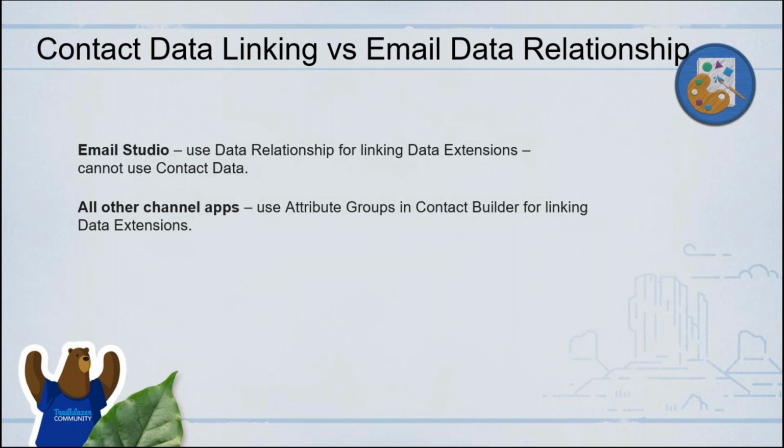But there is a feature called data relationship in Email Studio. You can go and link these same data extensions there, and then you can use it for filters or queries. If you link the data extensions in Email Studio, that linkage will not reflect in Contact Builder, and whatever you link in attribute groups will not reflect in the Email Studio data relationship either. So keep in mind, depending on where you intend to use the linkages, you have to go and set it up there.